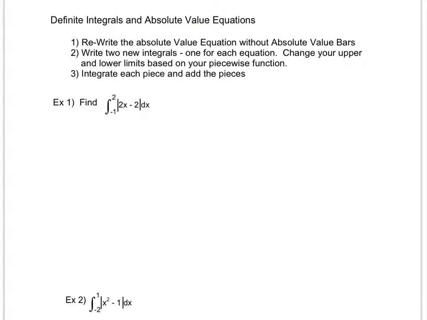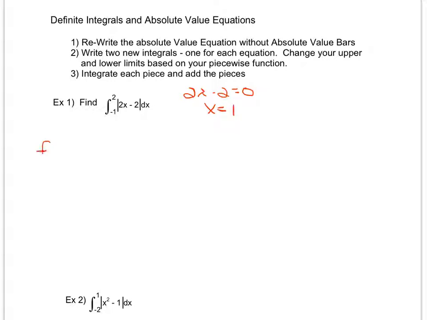Notice the first step tells me to do that process that we reviewed in class. I want to rewrite my absolute value equation without absolute value bars. So doing that, just like we did in class, I'm going to take my inside function and set it equal to 0. Solve that and I get x equals 1.